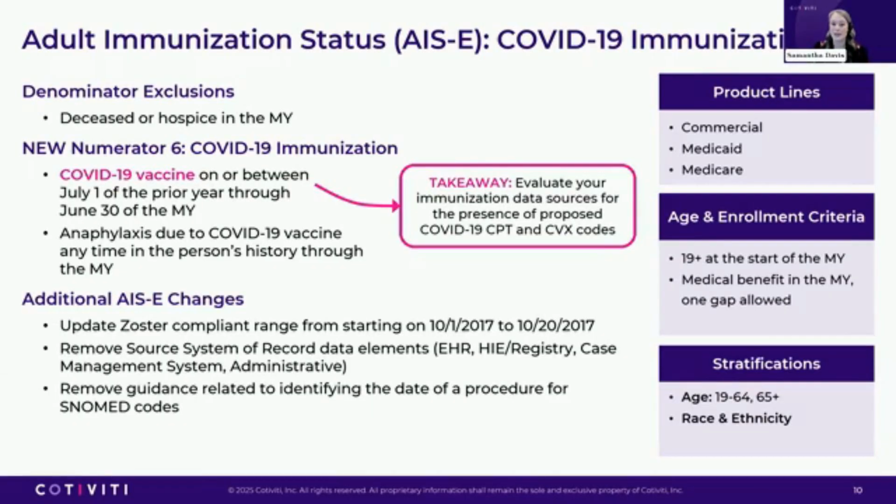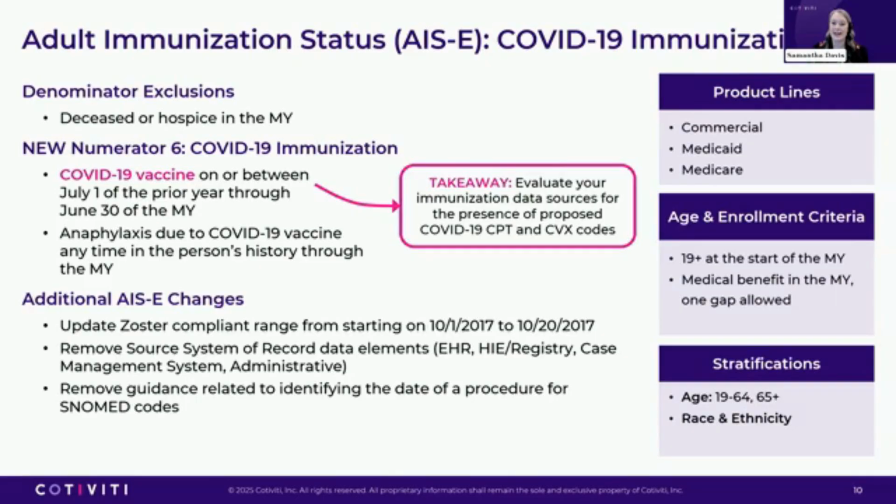Within the provided draft specifications, there are also other changes, though NCQA does not specifically call them out in their request for feedback. These changes include updating the zoster compliant range from starting on October 1st, 2017 to instead starting on October 20th.